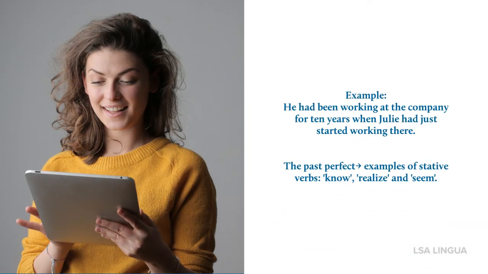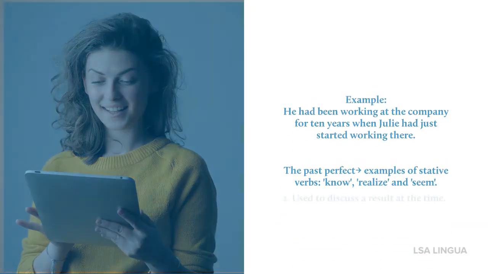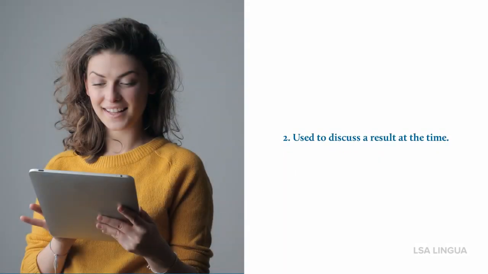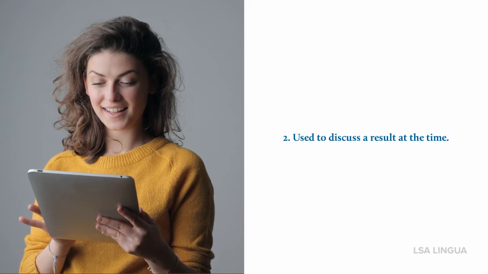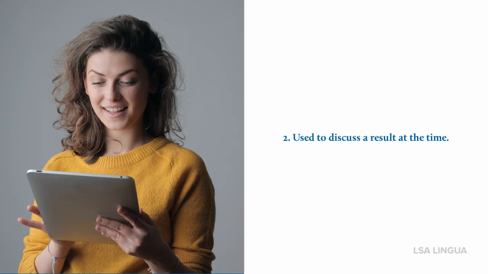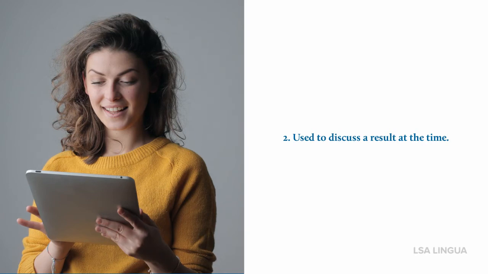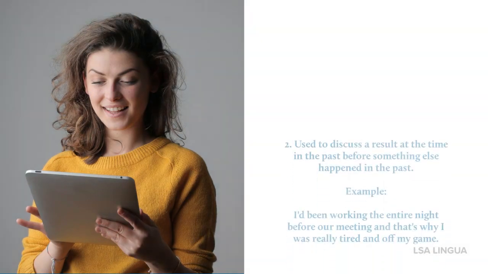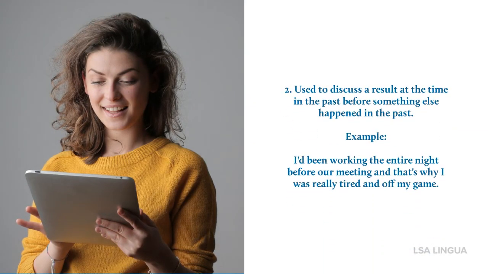Pause the video here for a quick recap. And finally, the past perfect continuous is used to discuss a result at the time. So a time in the past, and is used for an action that had started in the past and continued up to another action in the past. For example, I'd been working the entire night before a meeting, and that is why I was really tired and off my game. Pause the video here for a quick recap.